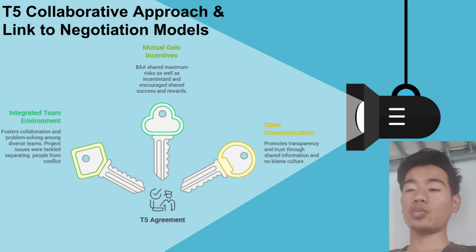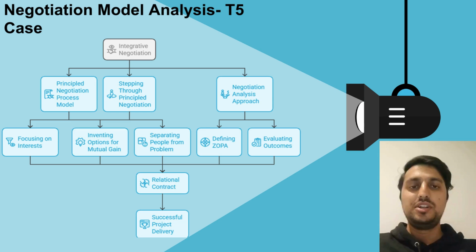And the BAA proposed to bear most of the risks in the project, which made the suppliers more comfortable with the project and led to productive output. All of this was led by open communication and a no-blame culture, which built positive relationships between the teams working in the project. From the T5 construction case, we can say that we need an integrated negotiation model.